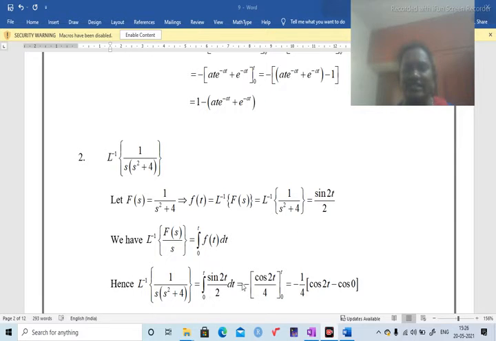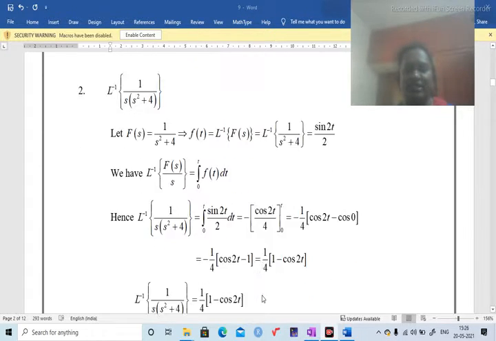Integration of this one is, I am writing here 1 by 2 constant put aside, sin 2t integration is minus cos 2t by 2. That's why I am going to get minus cos 2t by 4. Now substitute upper limit minus lower limit. Minus 1 by 4 constant put outside. Cos 2t means again I am going to substitute t in the place of t itself, so cos 2t only, minus cos 0. Cos 0 is 1.